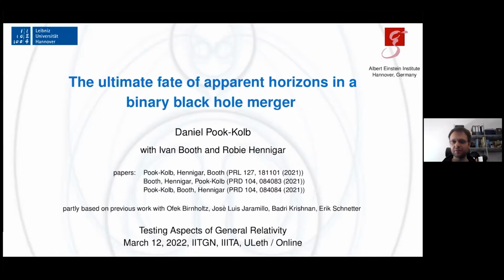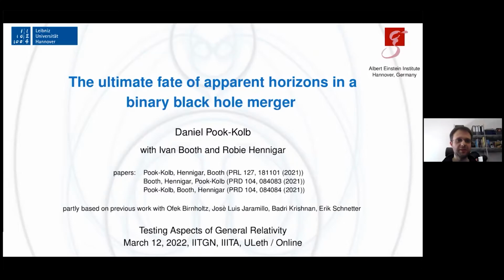But during the course of the project, our results got more and more interesting. And in the end, we now believe that we can answer a quite old question of how two black holes exactly become one in terms of their apparent horizons.